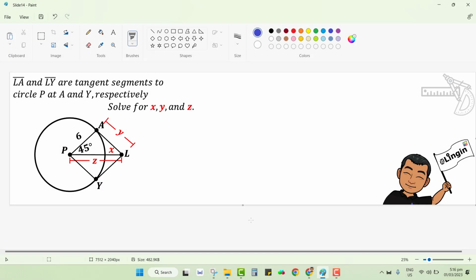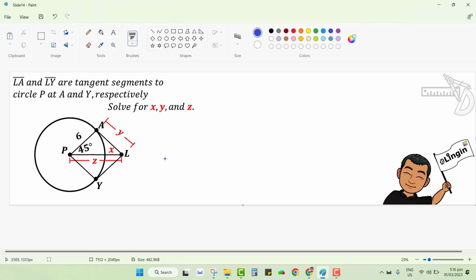At circle P, line segments LA and LY are considered to be tangent segments to circle P at the same exterior point L, at points of tangency A and Y respectively. Here, we will need to solve the values for x, y, and z for this given figure by looking into special relationships of tangent segments formed through the same exterior point and all other necessary details.